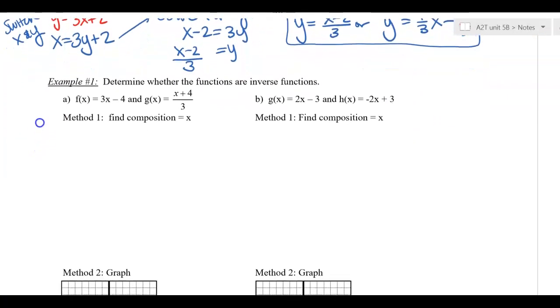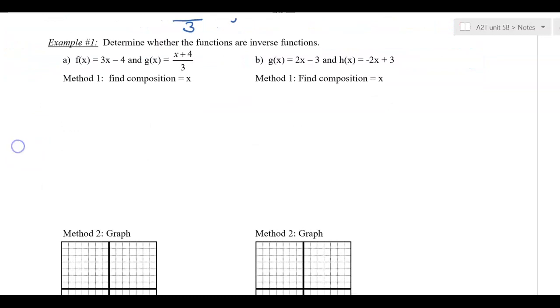So in example 1 here, to determine if each of these is an inverse, we have method 1, where we're going to focus on composition. So this is kind of like algebraically trying to prove it.